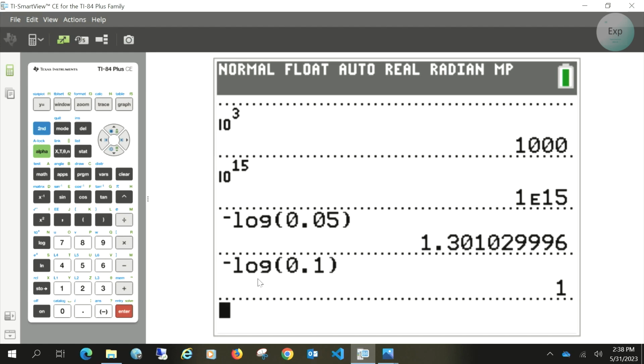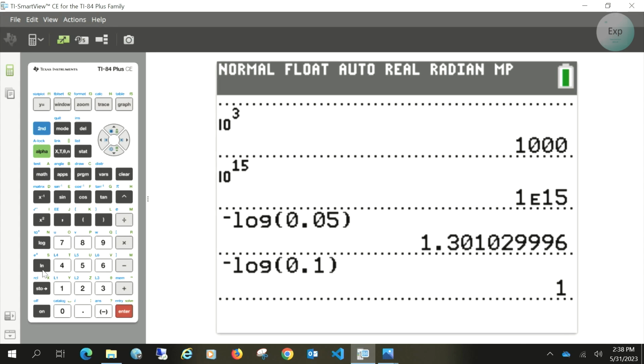pH is based on a logarithmic scale. This is just one application of using the logarithm buttons, log base 10 or natural log, which is log base e.